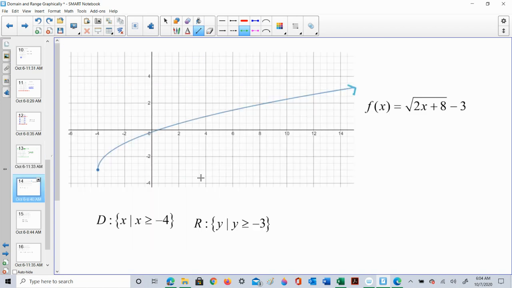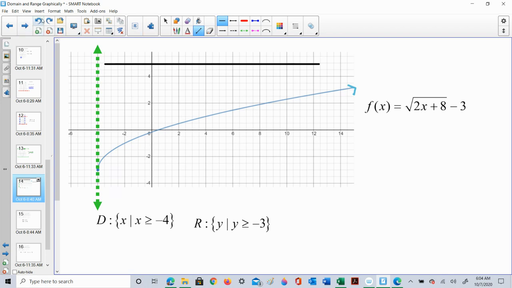All right, this is the square root function. This is what it looks like. Take a look at the graphs. What happens here? Here, our domain starts over here, right? Our domain starts over here, and it goes forever this way.